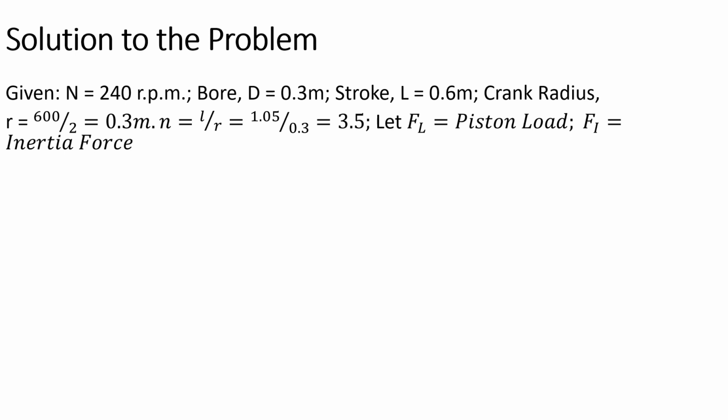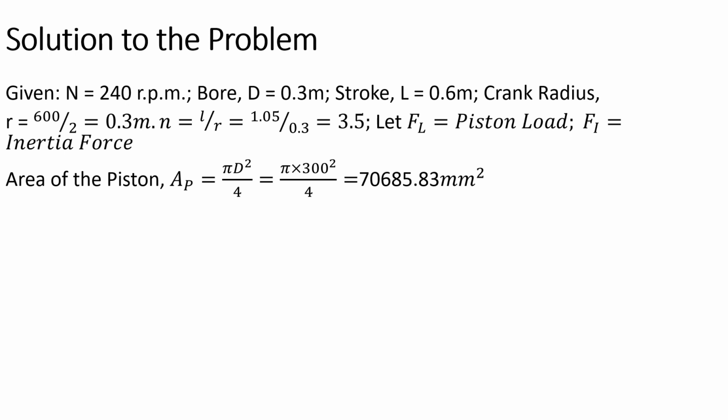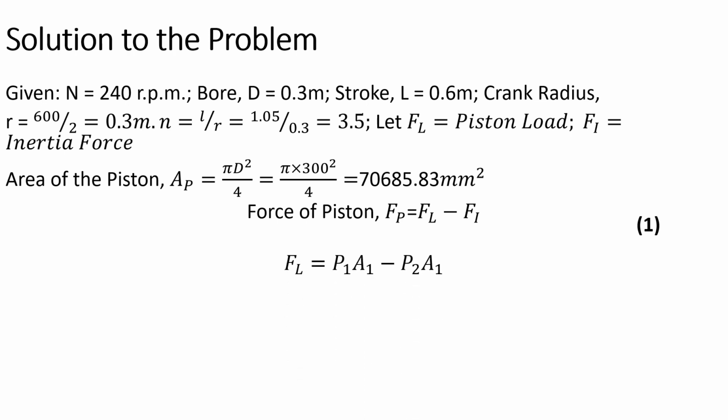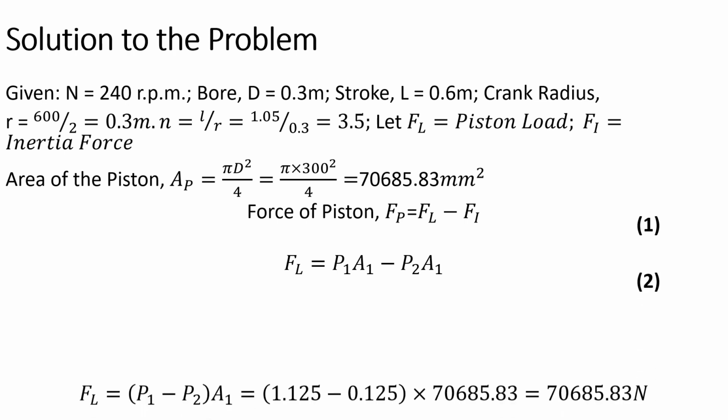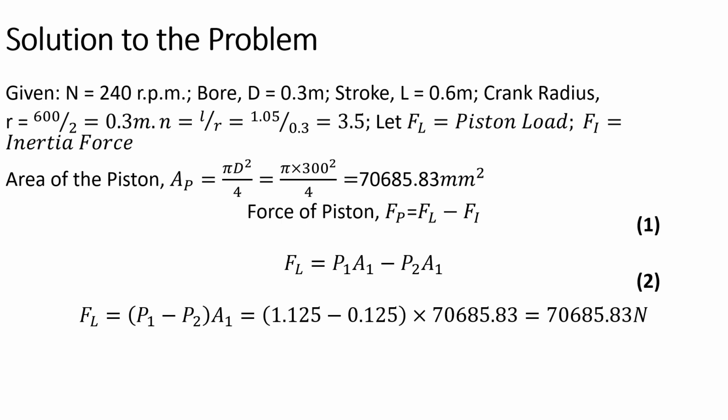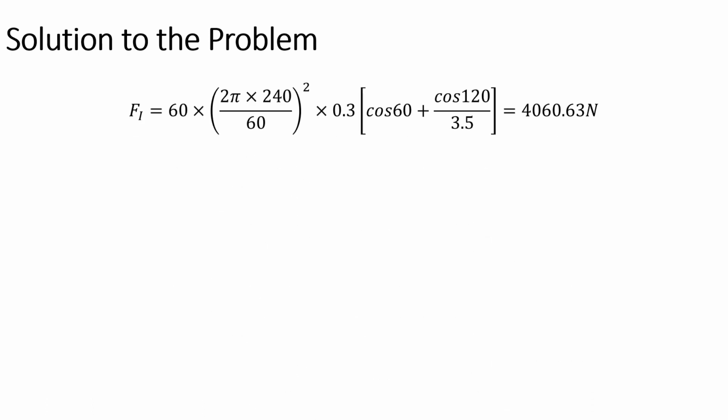So the first thing we do is calculate the area of the piston, which is given by pi D squared over 4, and that gives us a value of 70,685.83 millimeters squared. Force on the piston, Fp, is given by equation 1, and piston load is given by equation 2, and when we plug in the values, we get FL to be equal to 70,685.83. Then Fi is given by equation 3. Therefore, Fi we get to be equal to 4,060.63 newtons.